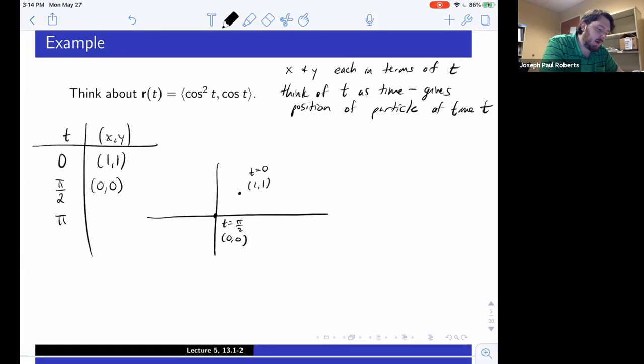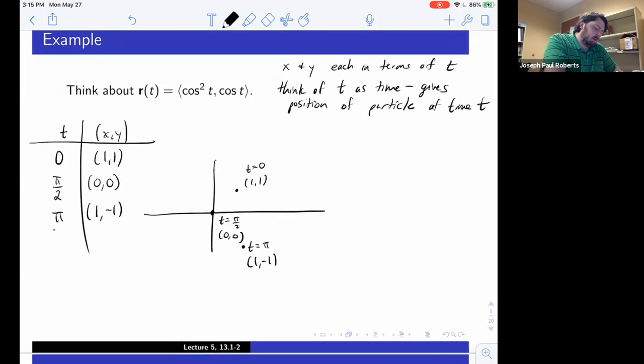When t is pi, cosine of pi is -1, but then cosine squared of pi is +1. So we're at the point 1, -1, which I guess is here. So t equals pi, we're at 1, -1. Okay, and then at 3 pi over 2, cosine is 0 again. So we're at the origin again.